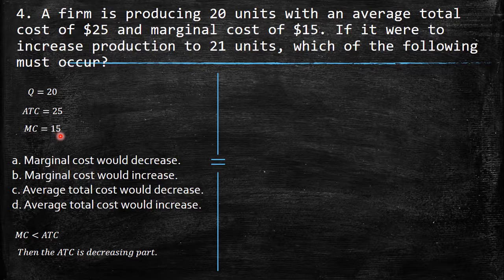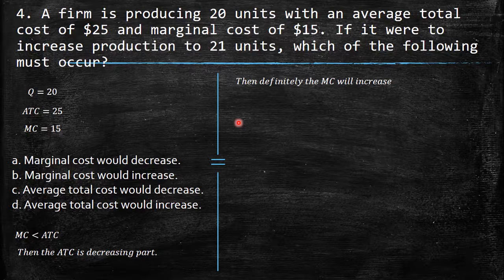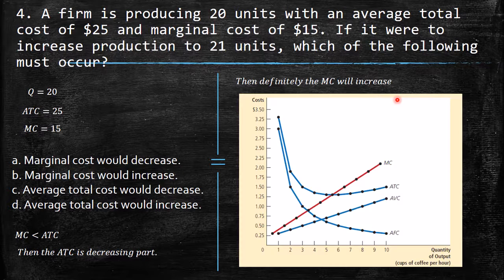And on the other side, if you have a better score in the next exam, it is going to be 30. So this one is going to increase. So it's in the increasing part. So we automatically infer that. Then at this time we can infer that definitely the marginal cost will increase.